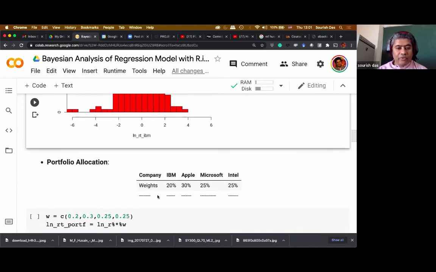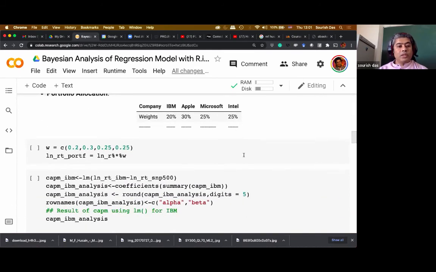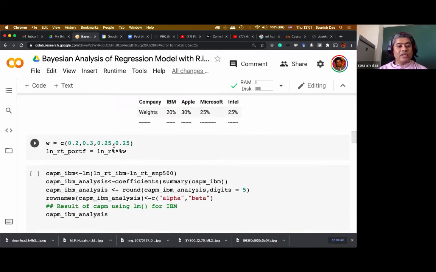So I created a portfolio, it's a toy example, don't take it too seriously. I'm creating a portfolio with 20% weight on IBM, 30% weight on Apple, 25% on Microsoft, and 25% on Intel. So basically, if I have $100 in my pocket, $20 I will put in IBM, $30 I will put in Apple, $25 I will put in Microsoft, and $25 I will put in Intel. So this is the weight I have defined here.